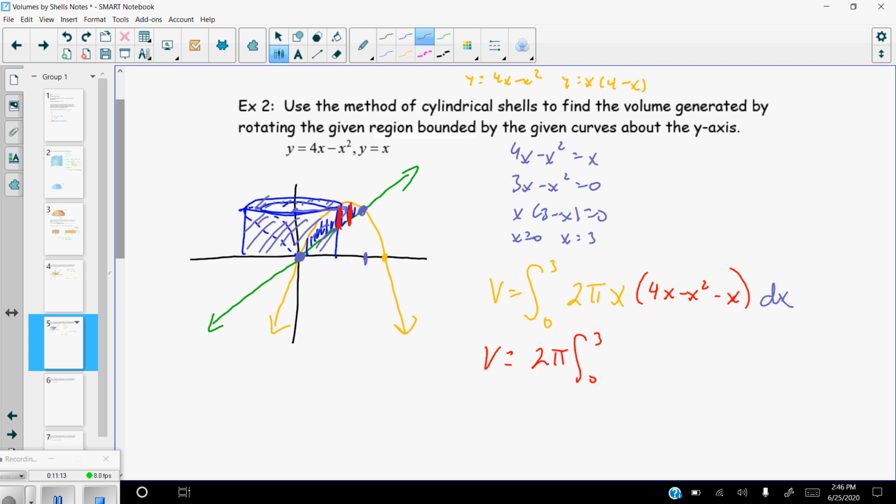Okay, I'm going to go ahead and simplify the inside of the parentheses. So that's going to be 3x minus x squared dx. And then we're going to distribute the x through so that we can take the antiderivative here. So 3x squared minus x cubed dx. Now we're going to go ahead and work out the integral here.